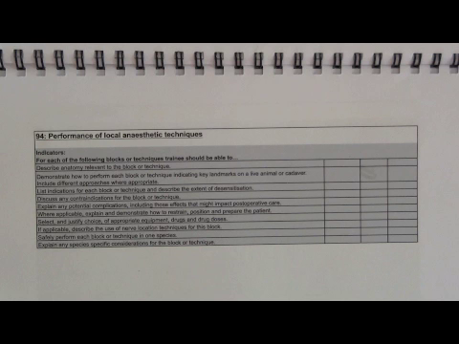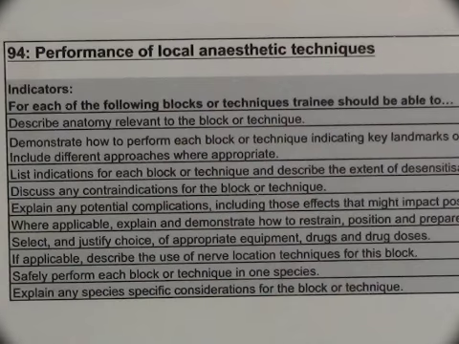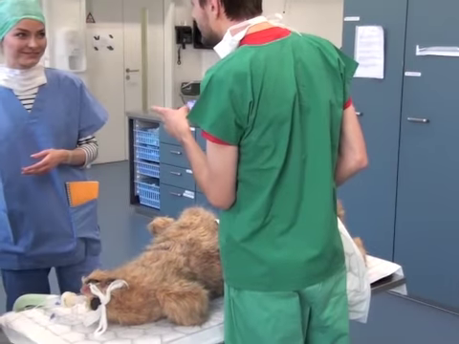For local techniques, a general list of indicators is given in the beginning of the part on local and regional anesthetic techniques. The indicators for the ability to perform a local regional technique are the same for each block. Our resident would like to do a local block.